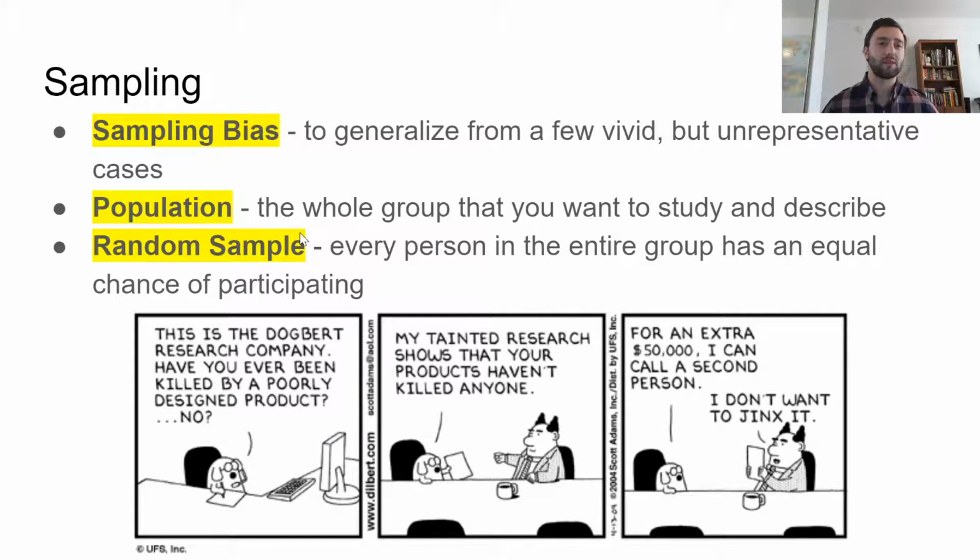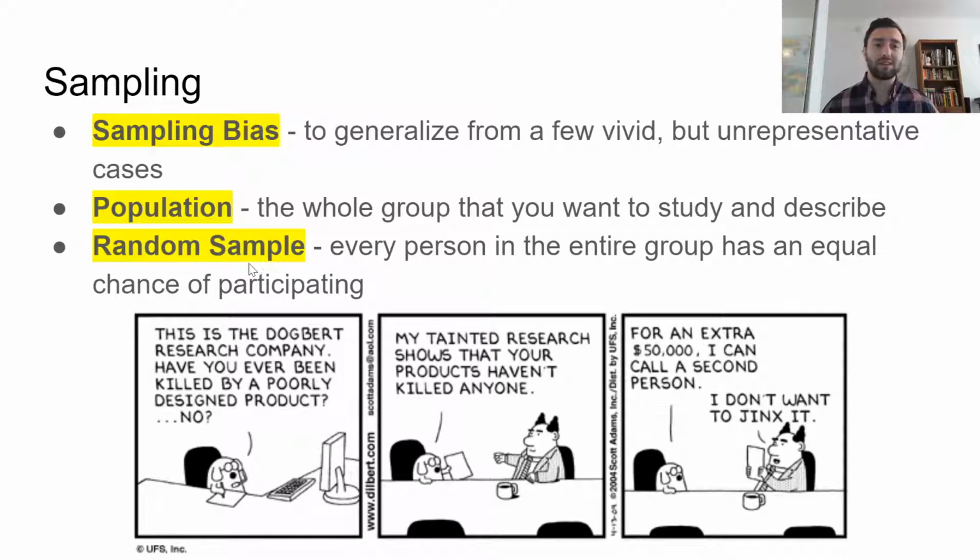Another thing we have to talk about with sampling is population. Population is the group that we are trying to describe, right? So if I want to know about everybody in Nevada, my population is the people that live in Nevada. If I want to know about Desert Oasis High School, my population is the students at Desert Oasis High School. So it's the whole group that we're trying to study or describe.